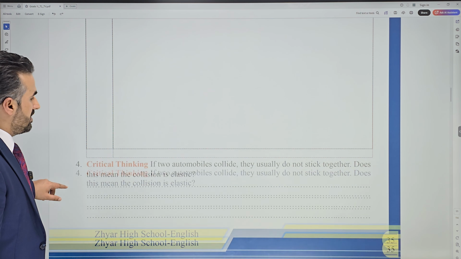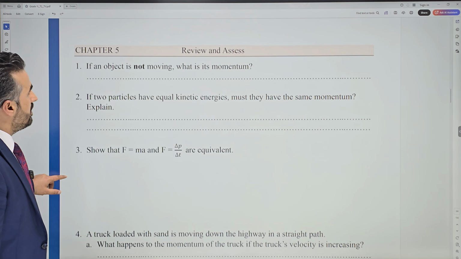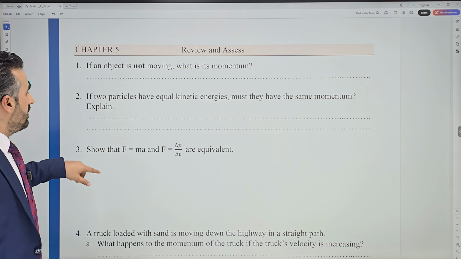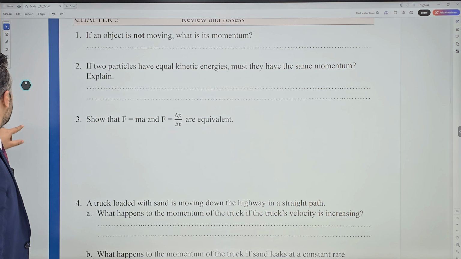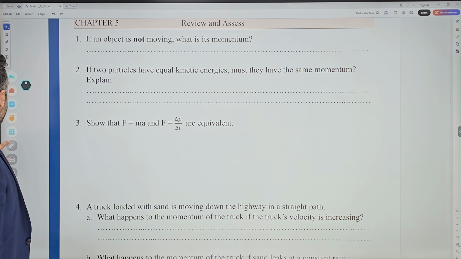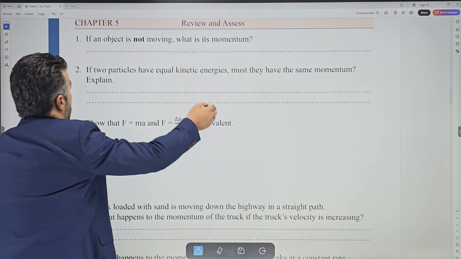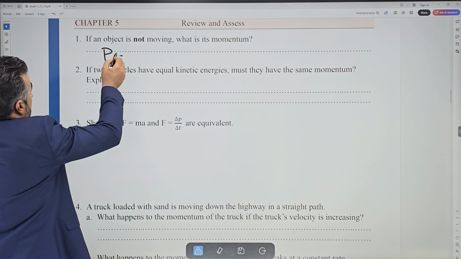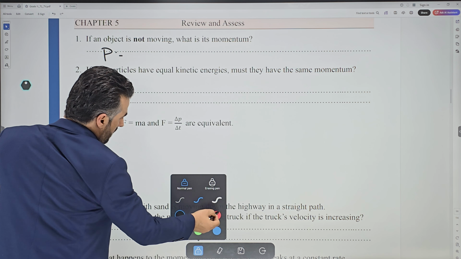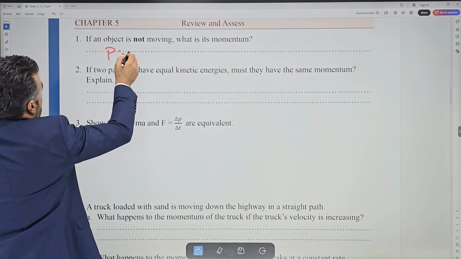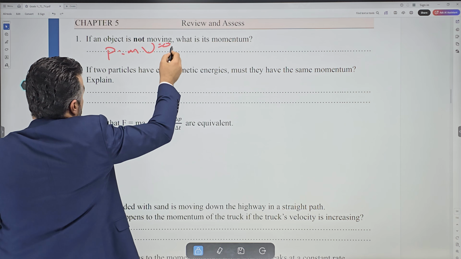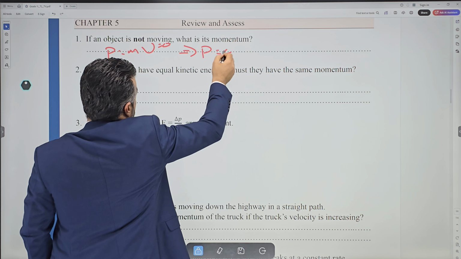You could just do, for example, questions. I believe that'll be the end of this session. Actually, let me solve this one too here real quick. It says, if an object is not moving, what is its momentum? Momentum is mass times velocity. If the velocity is zero, momentum is also zero.